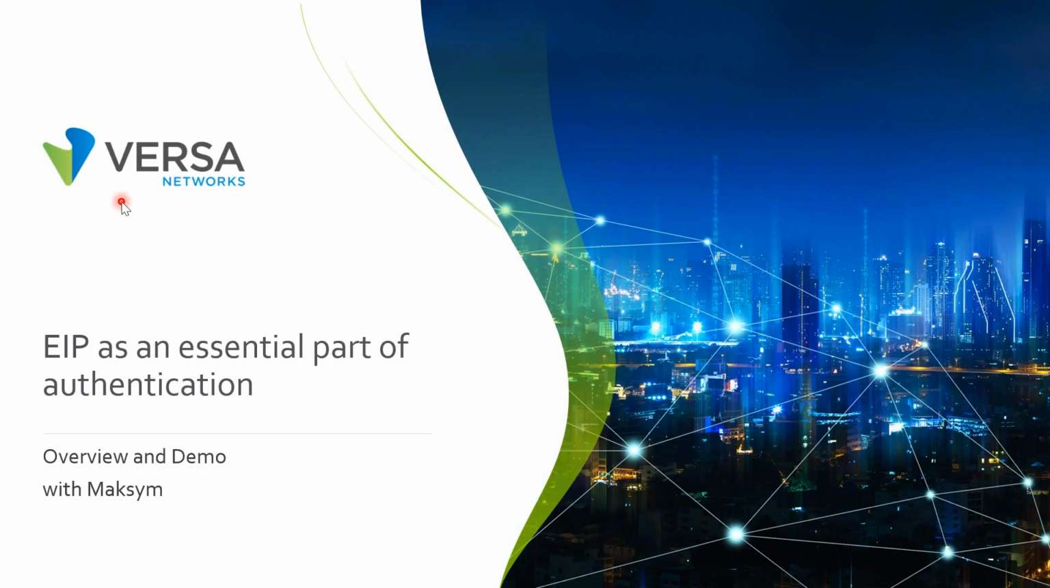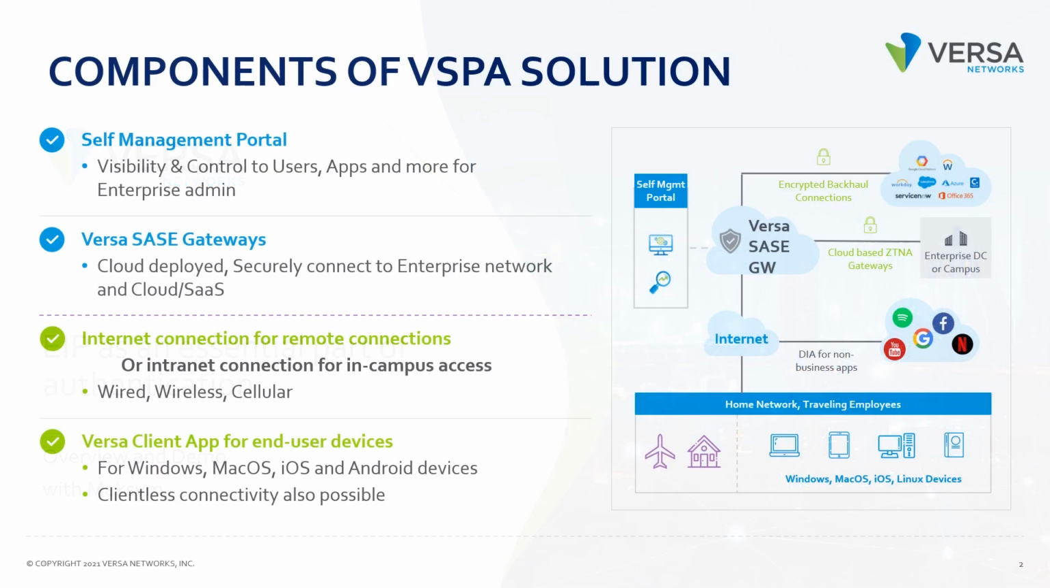I'm Maxim from Versa, and in this video we are going to review EIP implementation in the Versa SASE solution. EIP stands for Endpoint Information Profile, and it is a security function that can classify endpoints based on multiple types of endpoint posture information. The EIP feature is delivered as part of the Versa SASE solution within the VSPA or VSIA bundle.